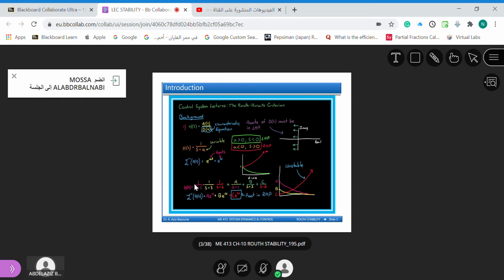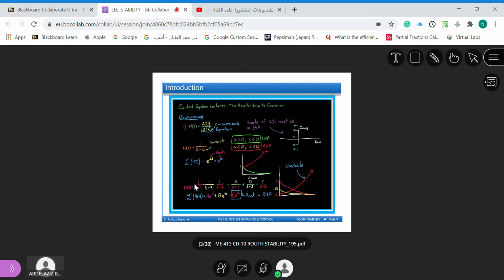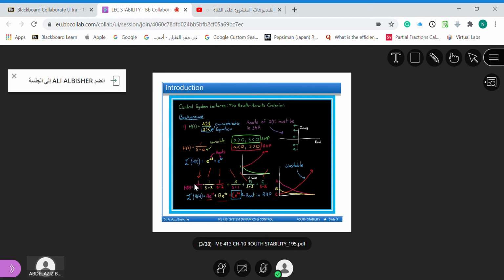So we have another example here. If we have, for example, 3 poles, h of s is equal to 1 over s plus 1, 1 over s plus 3, 1 over s minus 2. It can be written like this using partial fractions: A over s plus 1, B over s plus 3, C over s minus 2. If you take the inverse Laplace transform, the first one will be e to the minus t, decaying. B exponential minus 3t will be decaying.